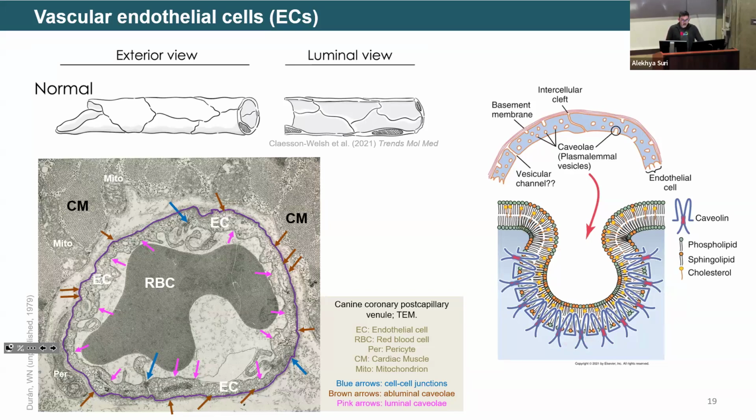The important aspect of this is that caveolin in particular serves as a scaffold for several receptors and intracellular signaling molecules. So these are signaling hubs in the cell, and therefore they are important in controlling several functional aspects of the cell at the molecular level.